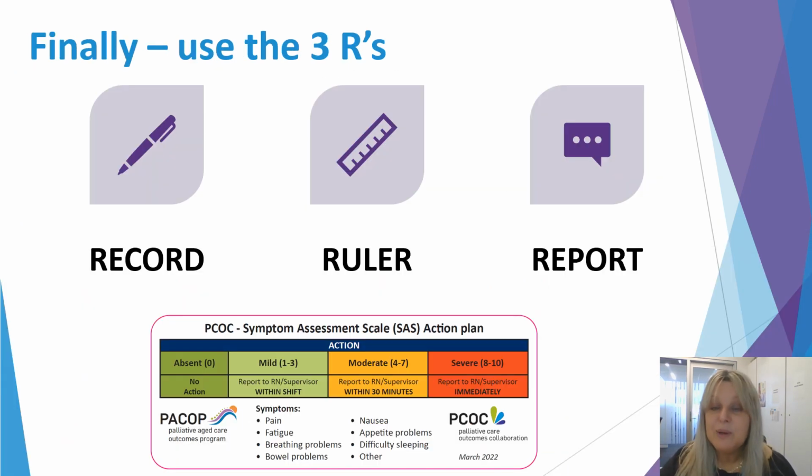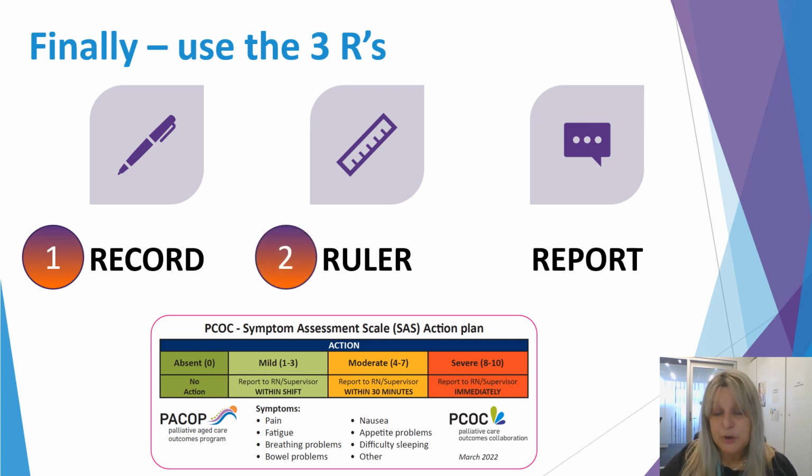And finally, once you have that information, what we need to do with it is to record it. We need to write it down. We need to then use the ruler to work out how quickly we need to report this score up to the nurse, and use the action plan on the back of the ruler, which is: absent, no action; any mild score, report within shift; any moderate score, report to the nurse within 30 minutes; and of course, any severe score, we need to report to the nurse straight away.